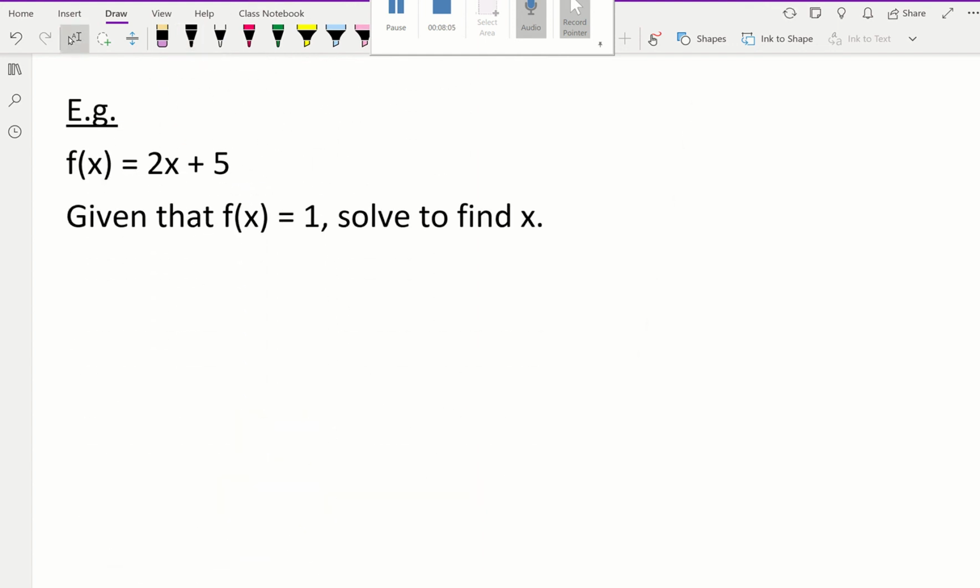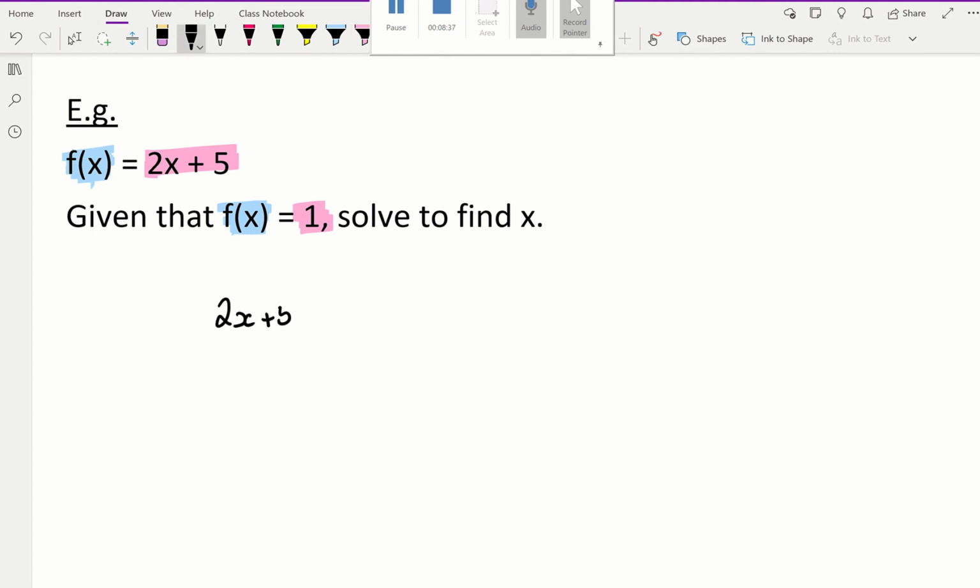This question says f of x is 2x plus 5. The function is 2x plus 5. Given that f of x is also 1, solve to find x. I'm hoping you're noticing that f of x equals 2x plus 5, f of x equals 1. That means that 2x plus 5 also equals 1. They both equal f of x. They're both the same function.